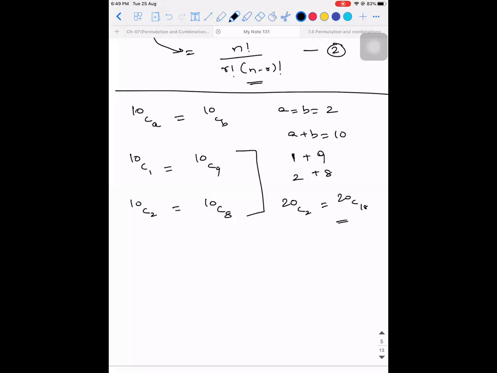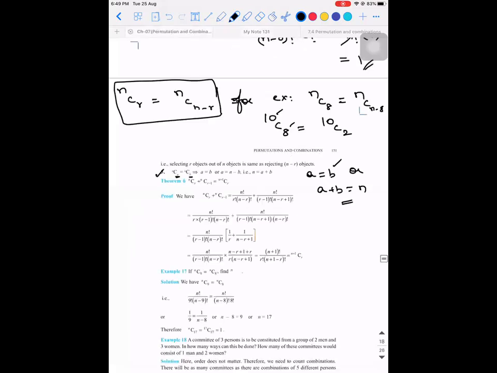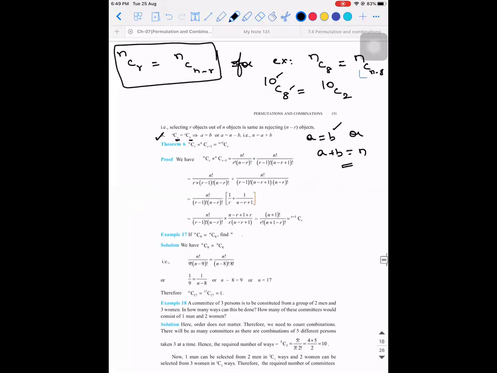I hope it is clear till this step. These are all simple properties, but you need to remember them to apply them. The next chapter is completely dependent on combinations only, so please make sure your clarity is good. Next, theorem number 6 is nCr plus nC(r minus 1) is equal to (n plus 1)Cr. The proof for this I'll show you tomorrow. Let's not waste time now.